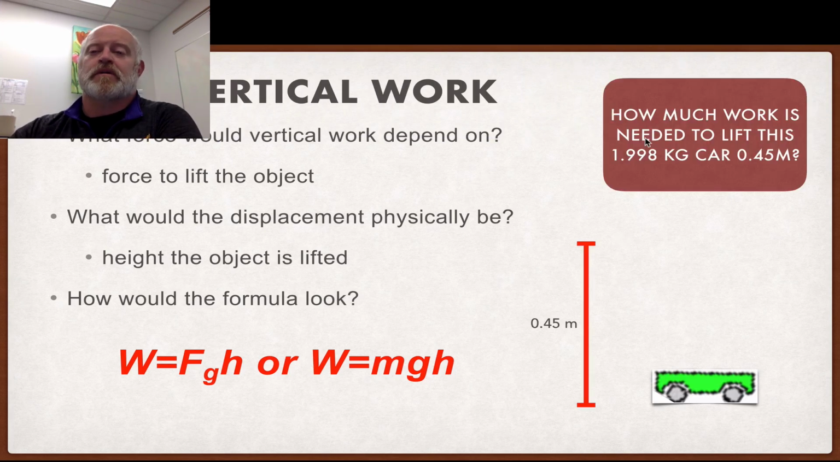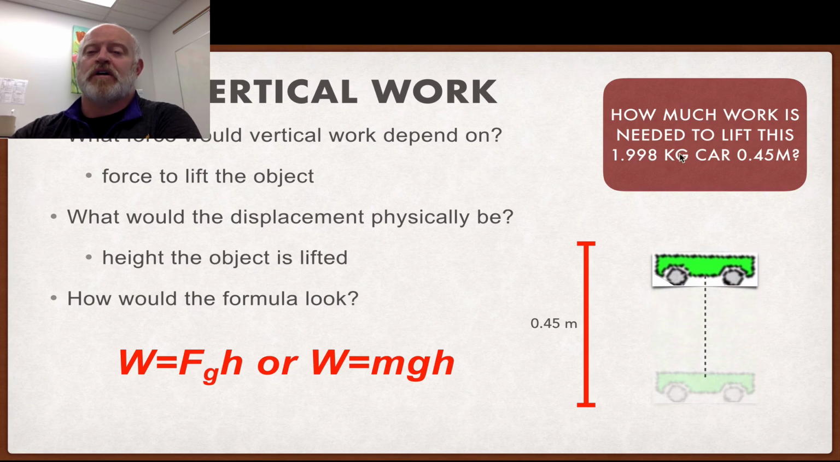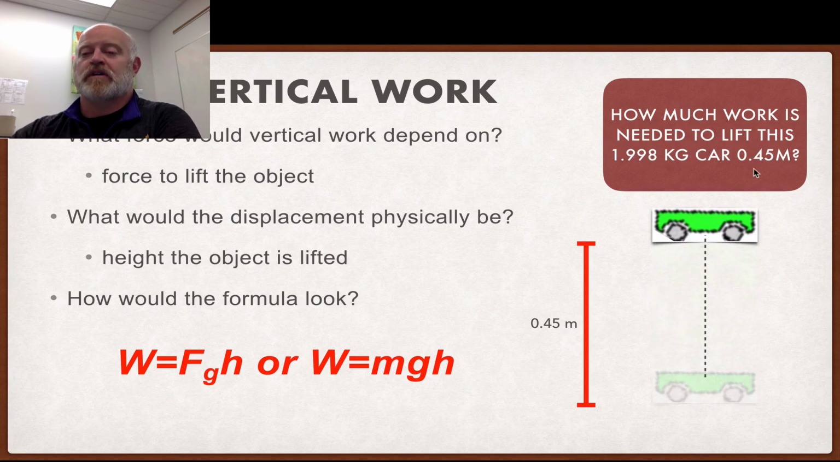Let's take a look at this problem. How much work is needed to lift this car 0.45 meters? So imagine we started here and then we lifted it to here. So our displacement is 0.45 meters. We know the mass of the car, and we know that we're doing vertical work. So if we know the height that we lifted and the mass of the car, we should be able to solve for the work, knowing the acceleration of gravity. So go ahead and plug that in your calculator, pause the video, and once you have an answer, hit play and see if you get the right answer.